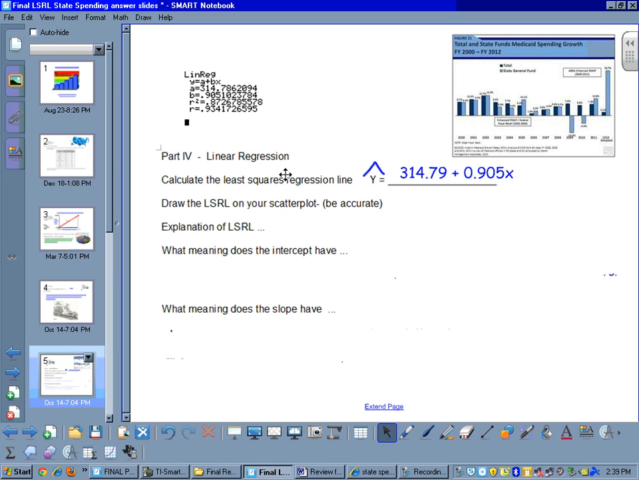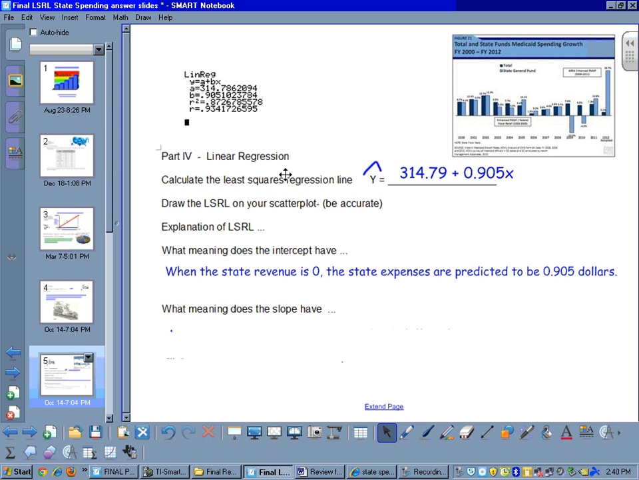To interpret the intercept, that is the number that is all by itself right here, 314. That basically means that if a state were to make no money, then its expenditures per person would be predicted to be $314.79. So if the state brings in nothing, it would still be spending about $315 per person.